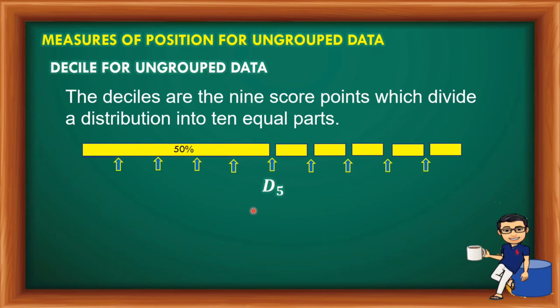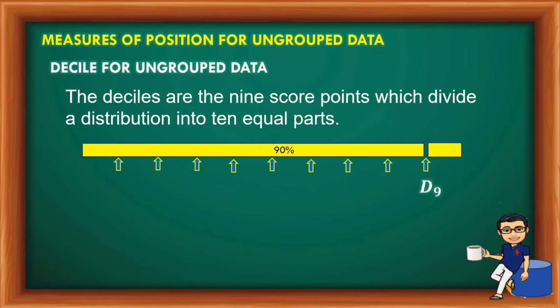Then on the fifth decile, we have 50% of the distribution below. The next one is 60% of the distribution below the sixth decile. Then 70% of the distribution are below the seventh decile. Then we have this one, that 80% of the distribution are below the 8th decile. And the last is 90% of the distribution below the 9th decile.